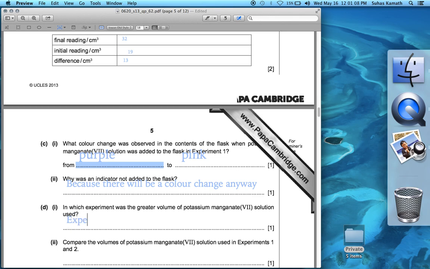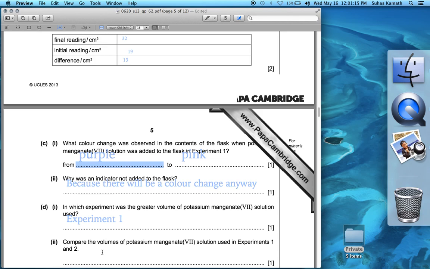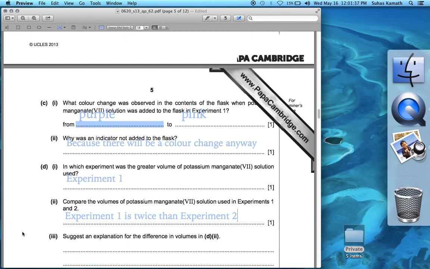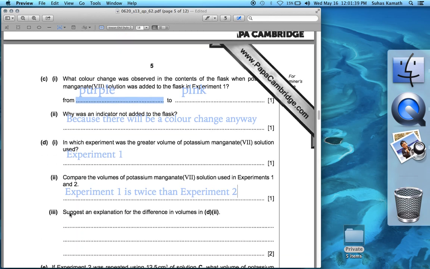Experiment. 1. Compare the volumes of potassium manganate 7 solution used in experiments 1 and 2. Experiment 1 is twice that of experiment 2. So, just an explanation for the difference of volumes.